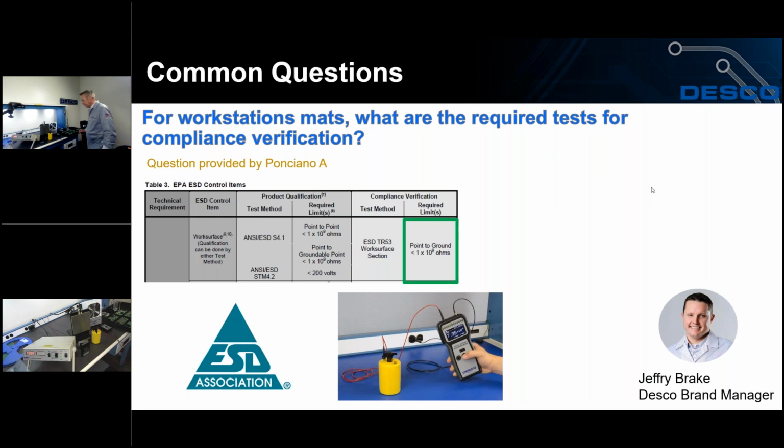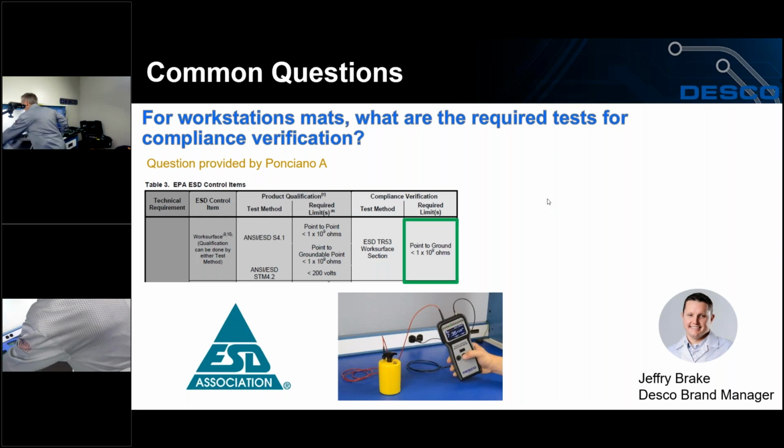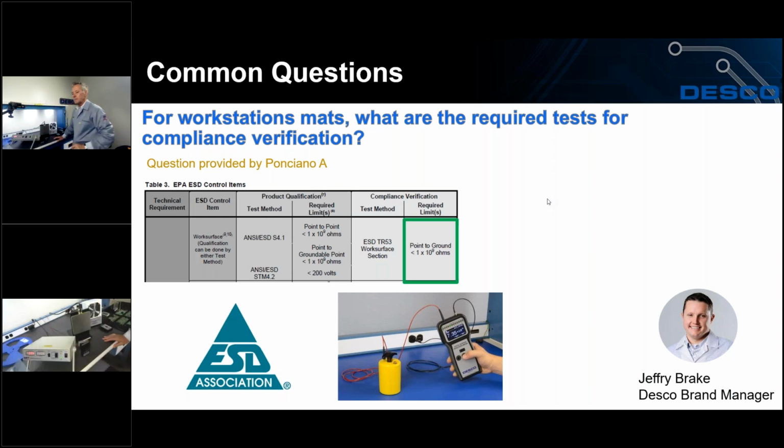I just want to reiterate that when Greg does that test, or when you do a compliance verification test like that, you're testing the surface of the mat, and then whatever path to ground that it's using. If it's grounding through the laminate or it's grounding through the ground cord, you're verifying that you have a path back to the electrical ground. Right. Thanks again, Greg. Jeffrey, let me add.